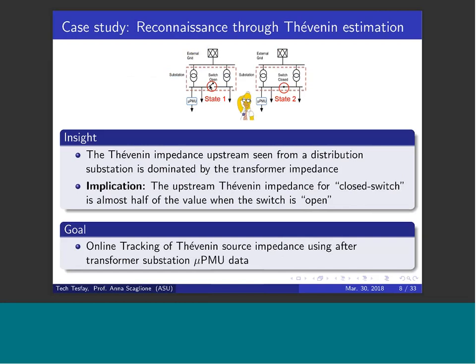So our goal in this intrusion detection system at this location is to use a single PMU deployed at the distribution side of the substation, and to use the measurements from this single PMU to track the Thevenin impedance. And based on the value of the Thevenin impedance, we can decide whether this normally open switch is closed or open.